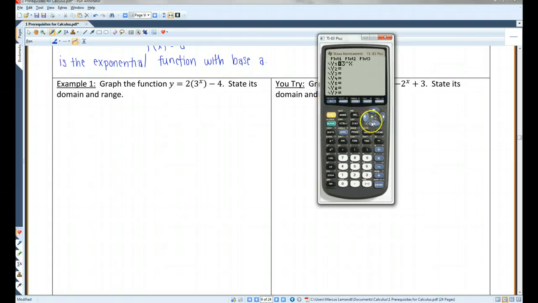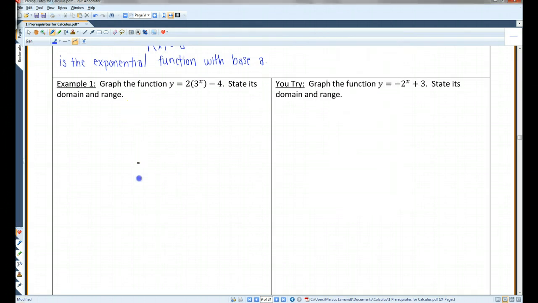Okay? There you go. Okay? Let's go ahead and graph that. And it goes down 4. So there's an asymptote at -4. Normally it's 0, but it moved down 4. Imagine it's supposed to hit there. And the graph looks something like that.